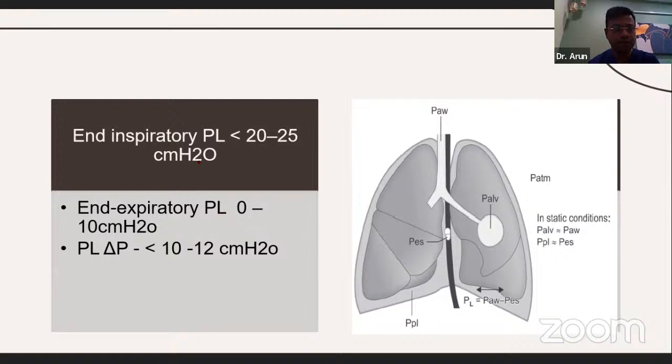In the case of end-inspiratory transpulmonary pressure, you have to maintain it less than 20 to 25 centimeters H2O, and transpulmonary driving pressure less than 10 to 12 centimeters H2O to avoid over distension.